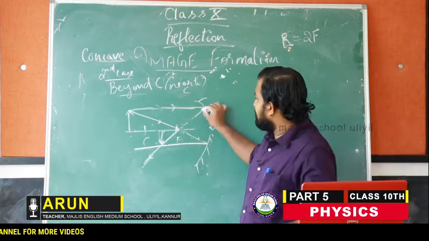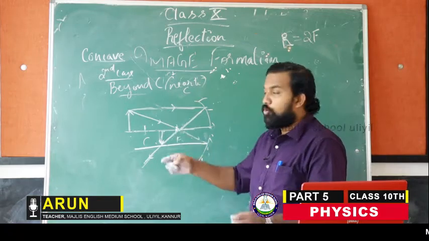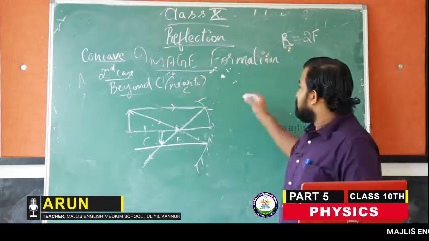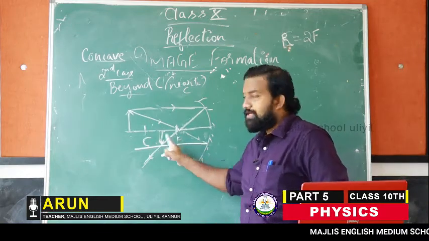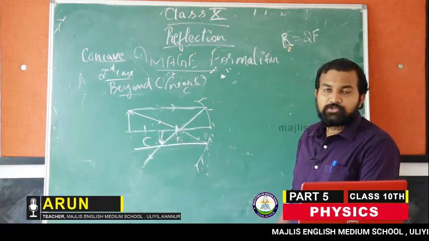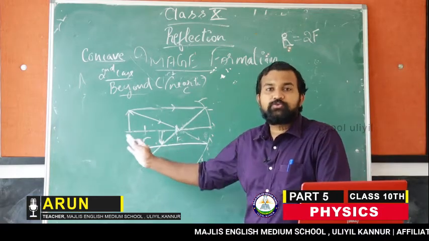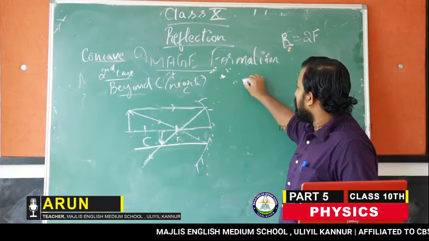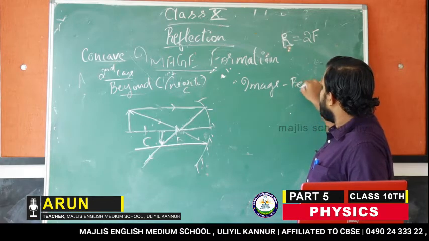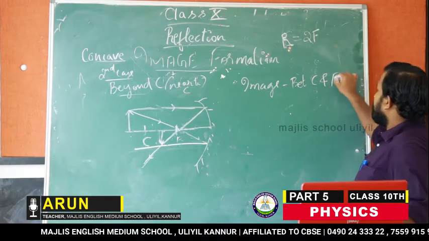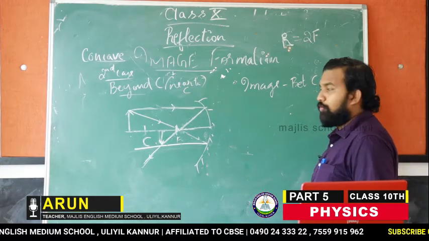Okay, here also will the image be real? Really, both the reflected rays are meeting. So where is the image formed? That's the first question. The image is formed between center of curvature and focus. You know how to find out where the center of curvature is, where the focus is, so in between that distance, the image will be formed. Object is beyond C, image between center of curvature and focus.